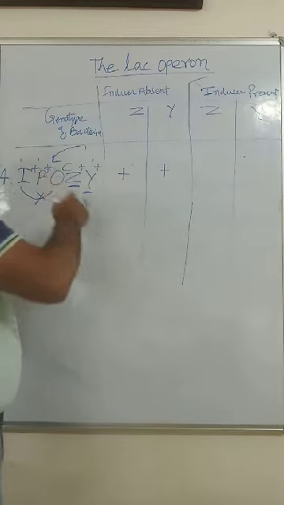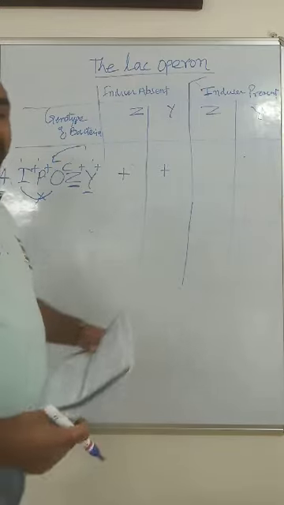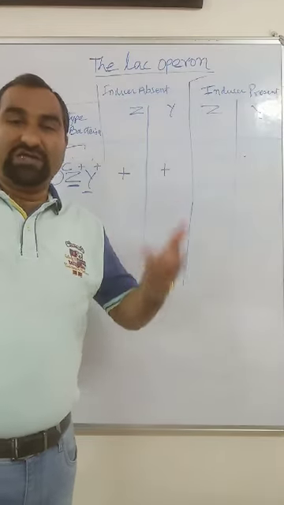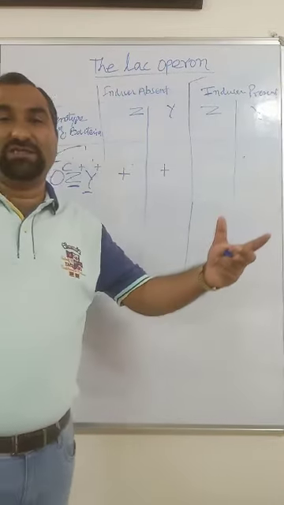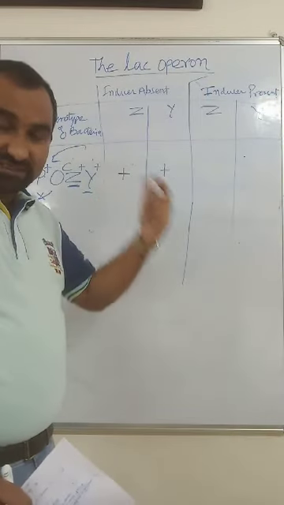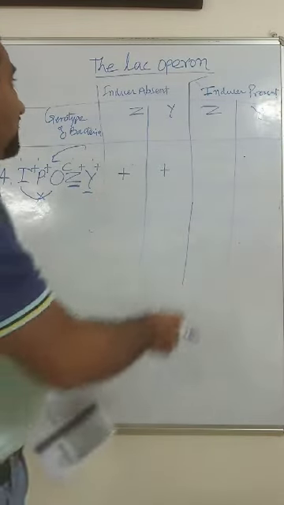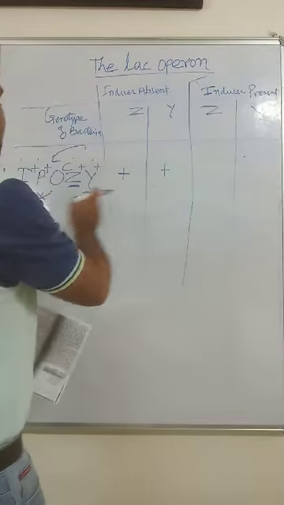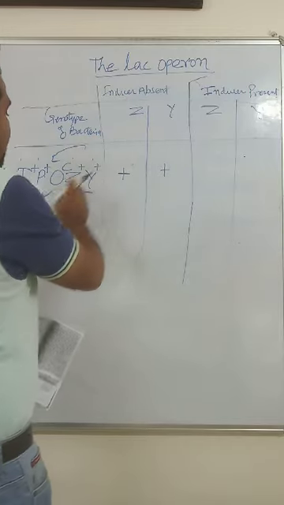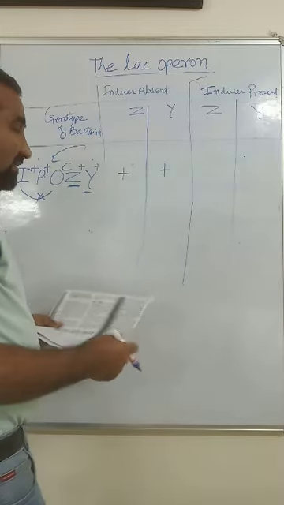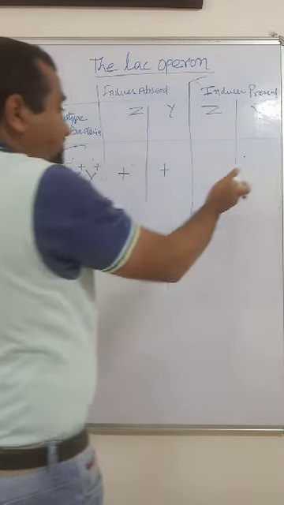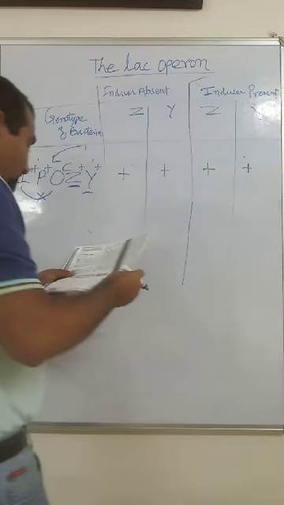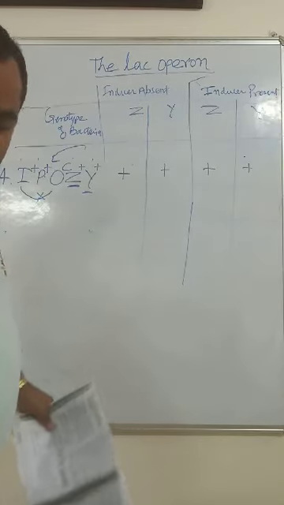And this C for constitutive mutation, it means if operator sequence has a mutation, there will be continuous synthesis of these gene products, that is, it is constitutive mutation. And when the inducer is present, further, if even in absence of inducer both gene products are available, then if inducer is present, it will be further a positive thing. So here we will have the product of both genes.